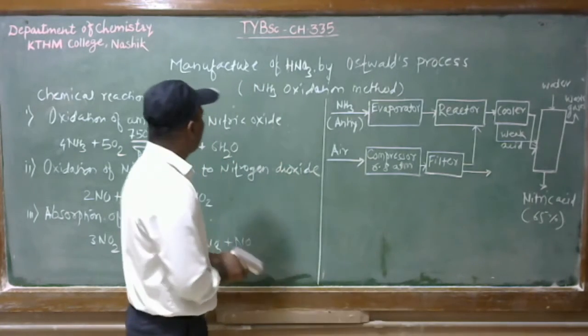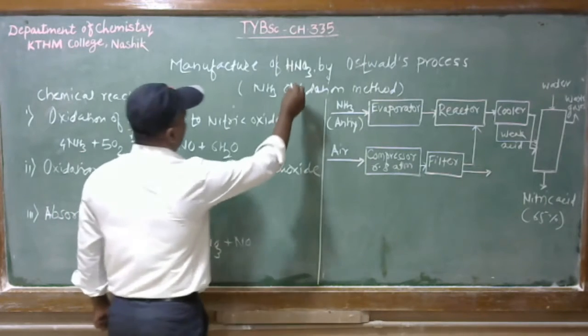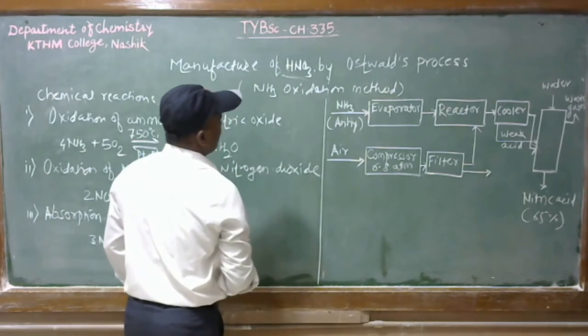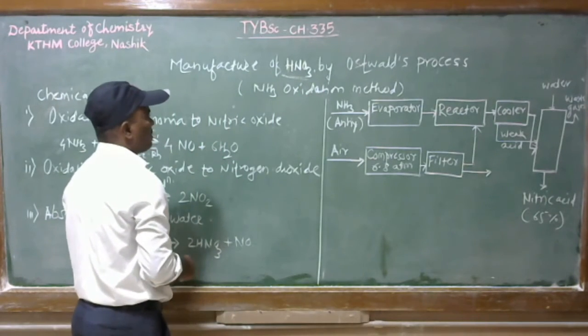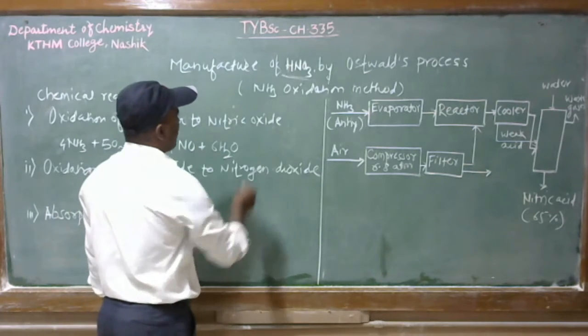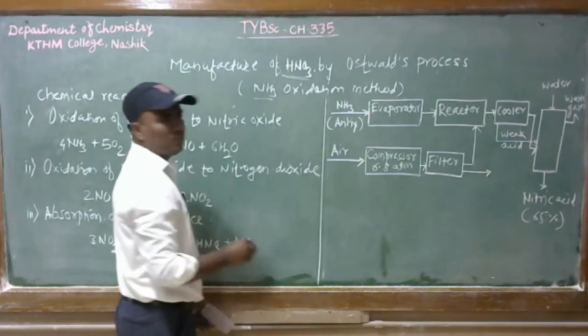In today's lecture, we are going to discuss the manufacture of nitric acid by the Ostwald process. That is nothing but the ammonia oxidation method.